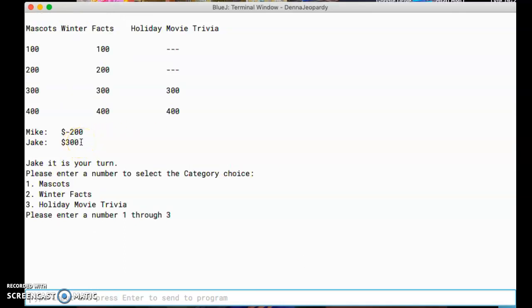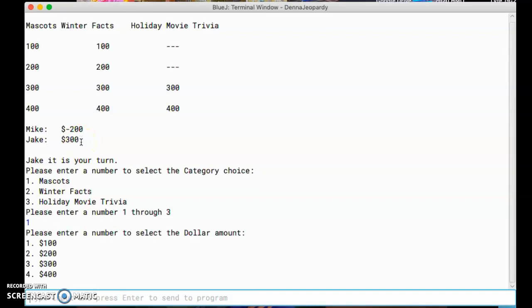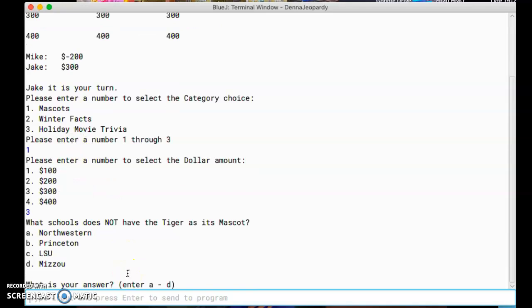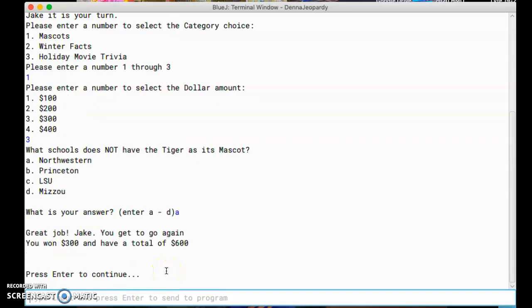And let's say we go with mascots. And let's say at this point, he chooses question 3. Okay. And which one does not have a tiger as its mascot? And let's say he's not quite sure. So he picks Northwestern. And oh, hey, he guessed right. Oops, my bad. Okay, so now Jake is just continuing.